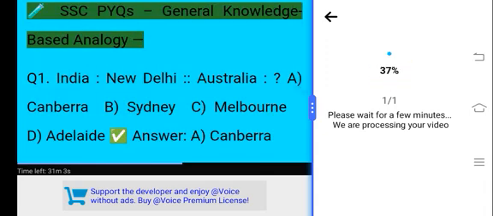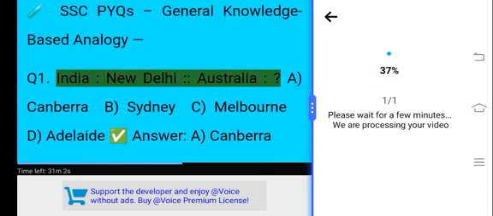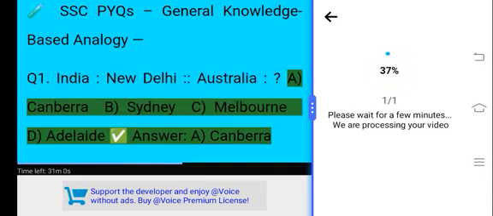Test 2 SSC PYQs. General knowledge-based analogy. Q1. India, New Delhi, Australia. A. Canberra, B. Sydney, C. Melbourne, D. Adelaide. Answer: A. Canberra.